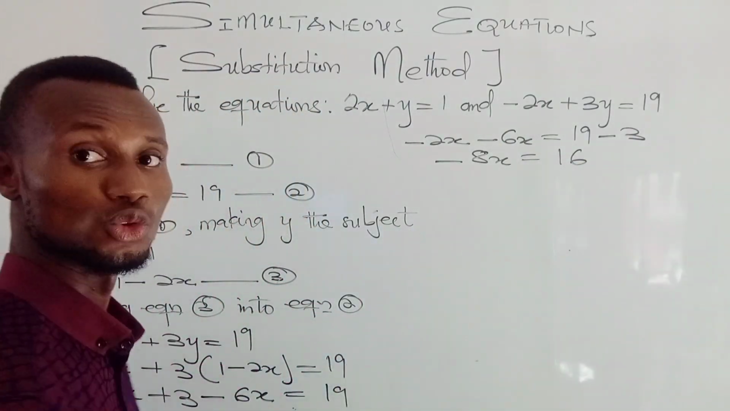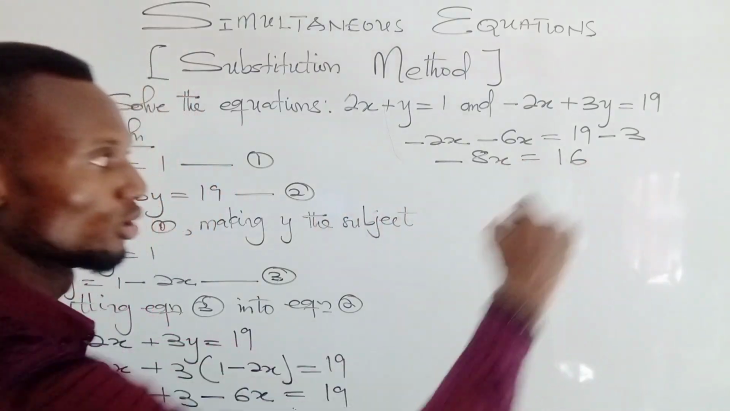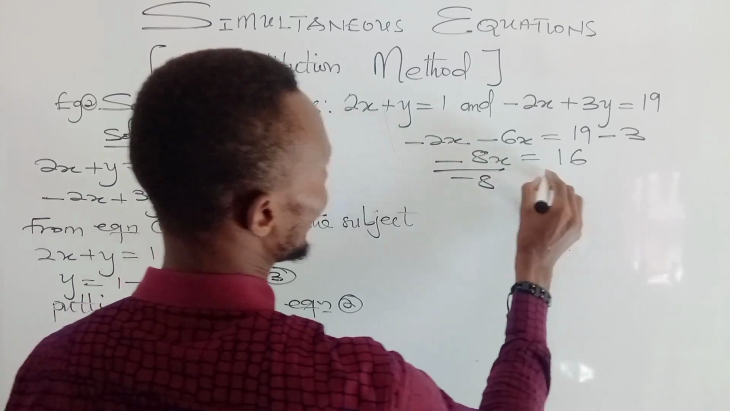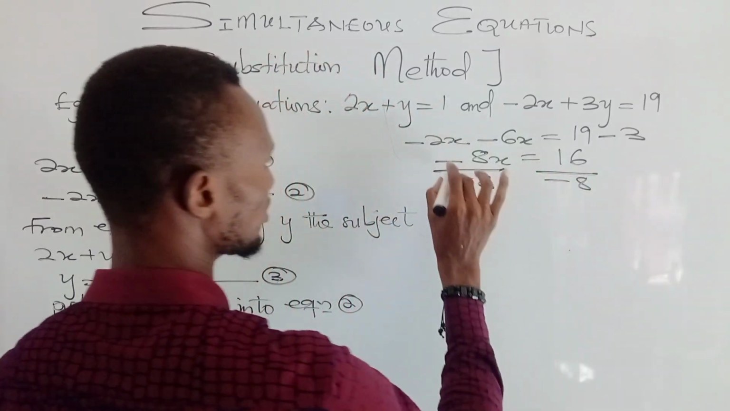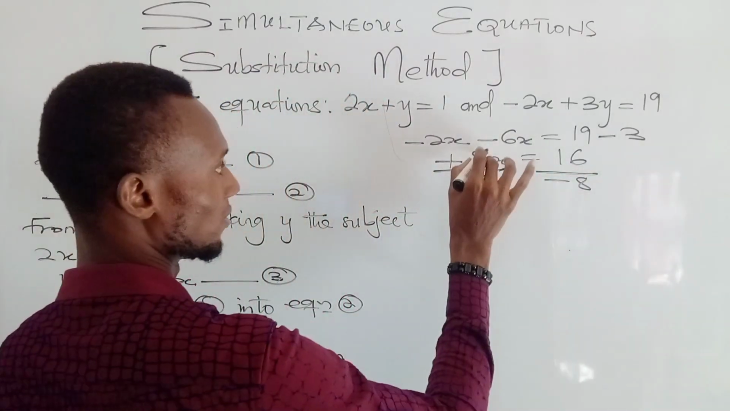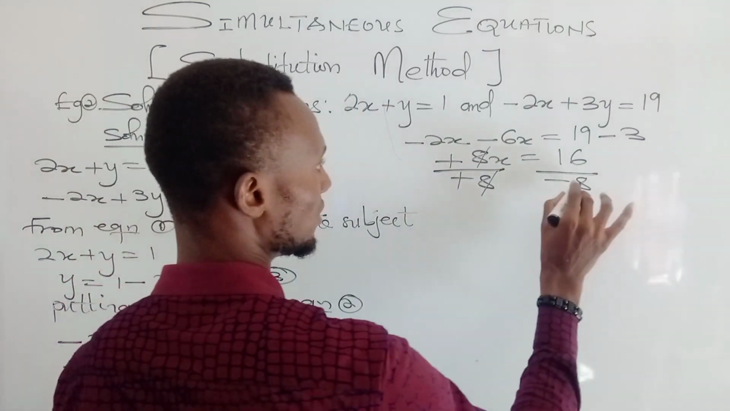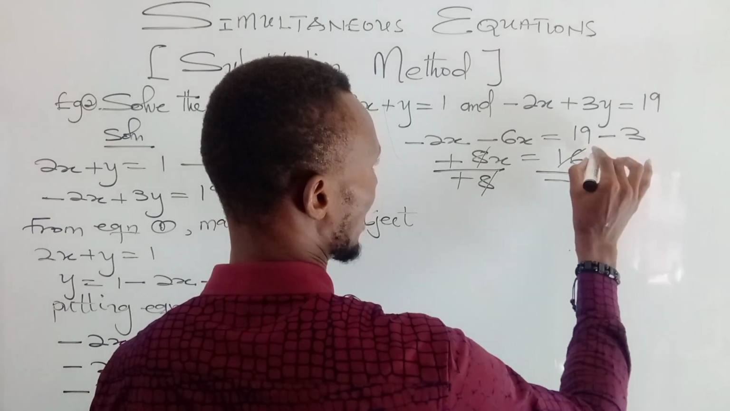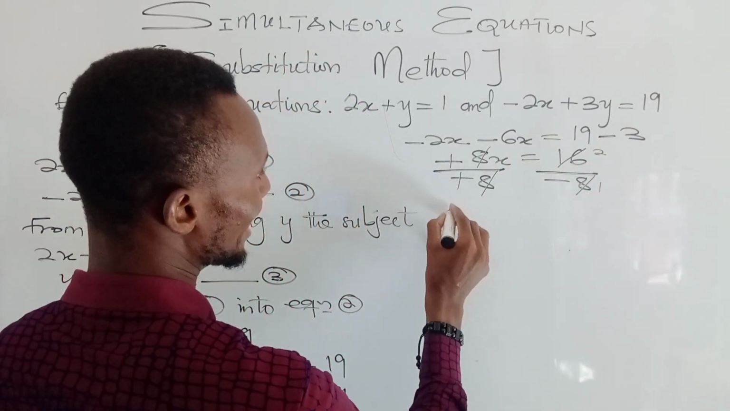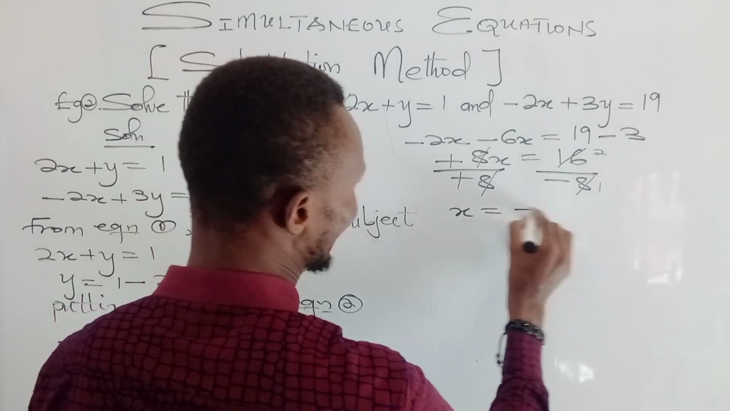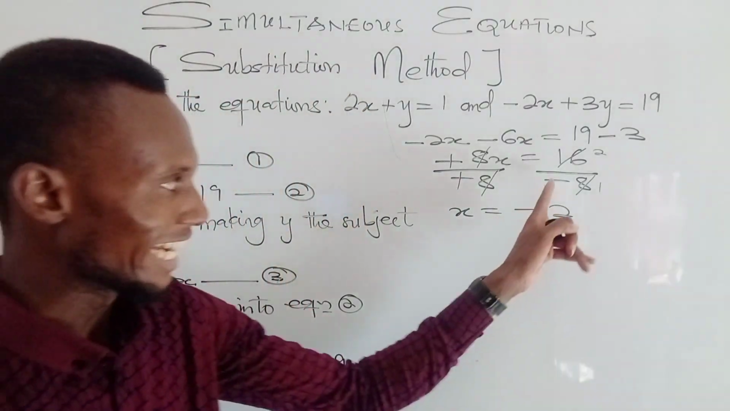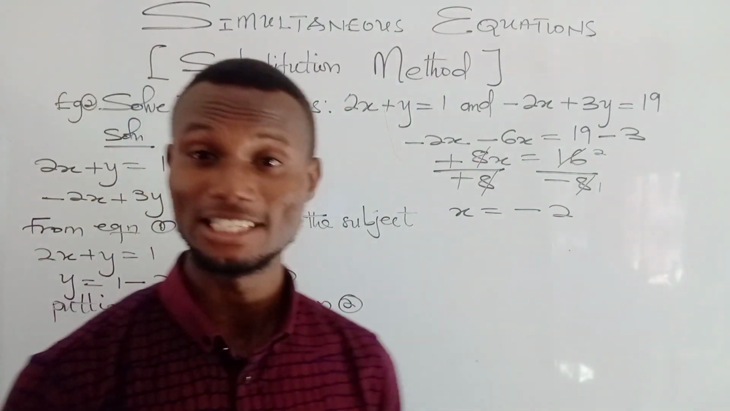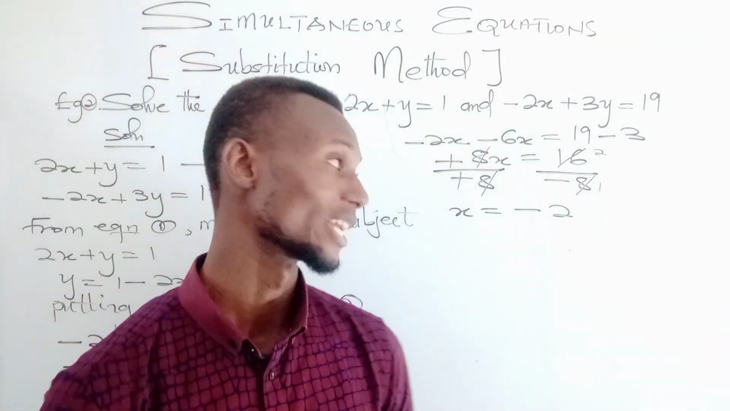Now what do I do to get my s? I'll divide through by negative 8. So I'll divide here by negative 8 and here also by negative 8, so that this negative and this negative sign cancel. This 8 and this 8 cancel. 8 goes here 1, 8 goes into the 16 2 times, and I hope you agree with me. So our s will be equals to negative 2, because the negative down here will affect it. We've gotten the value for s, which is negative 2.